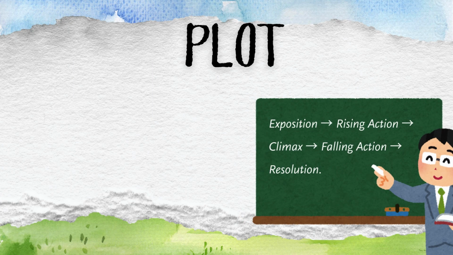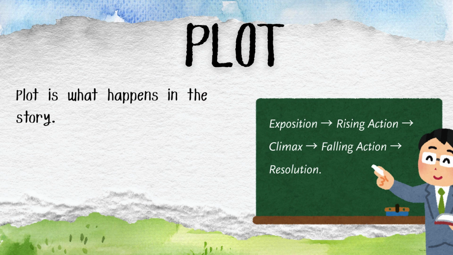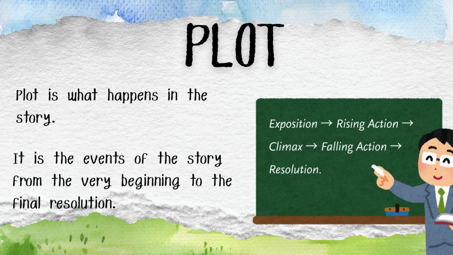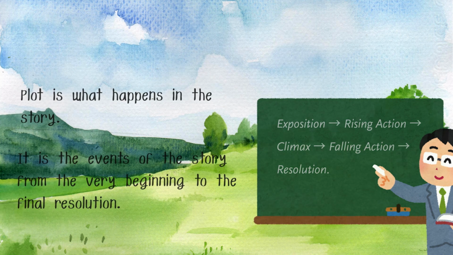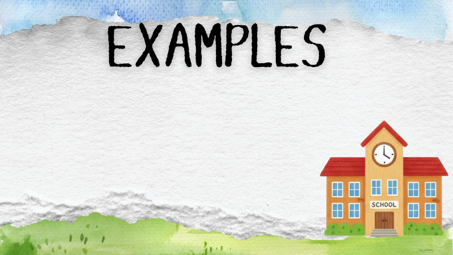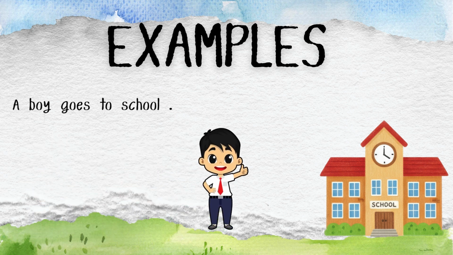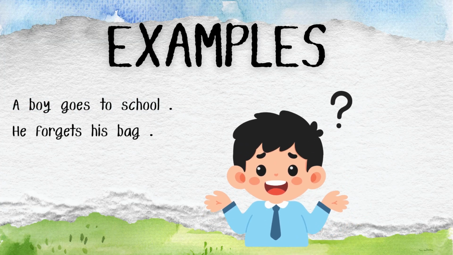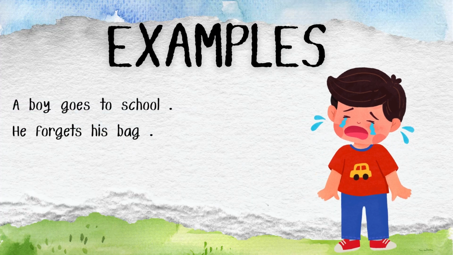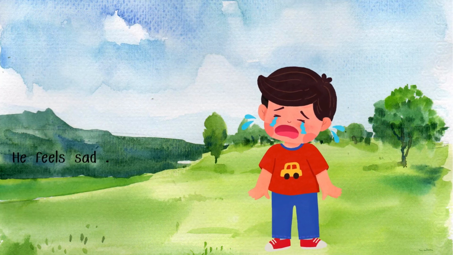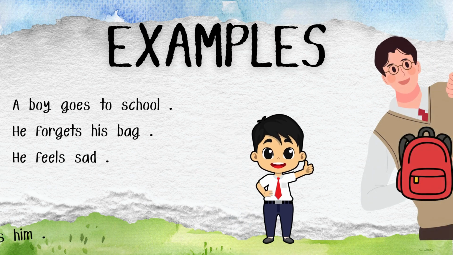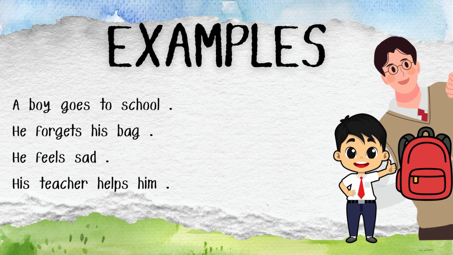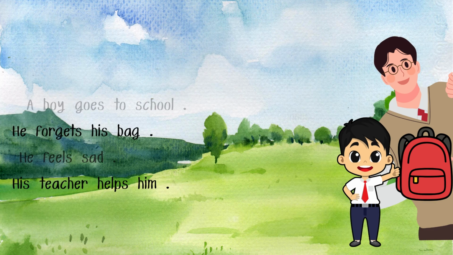Plot. Now let's talk about plot. Plot is what happens in the story. It is the events of the story from the very beginning to the final resolution. Example: a boy goes to school. He forgets his bag. He feels sad. His teacher helps him. All these events together make the plot.